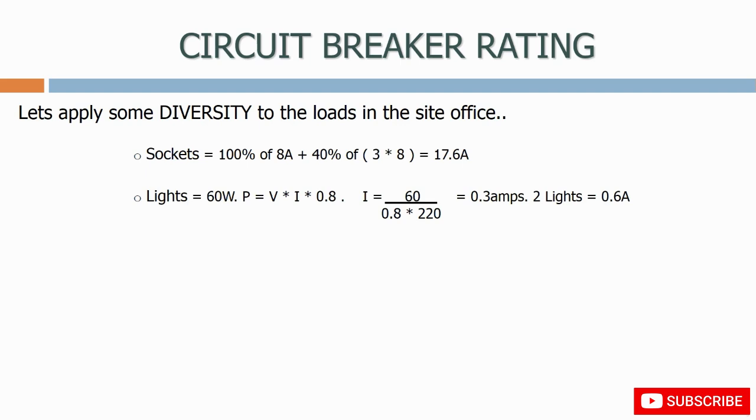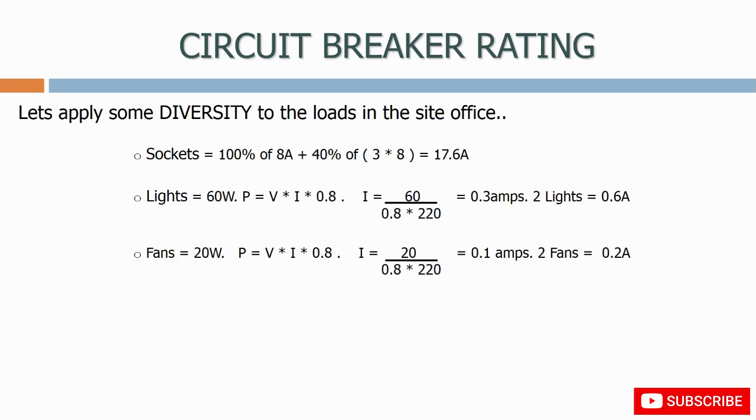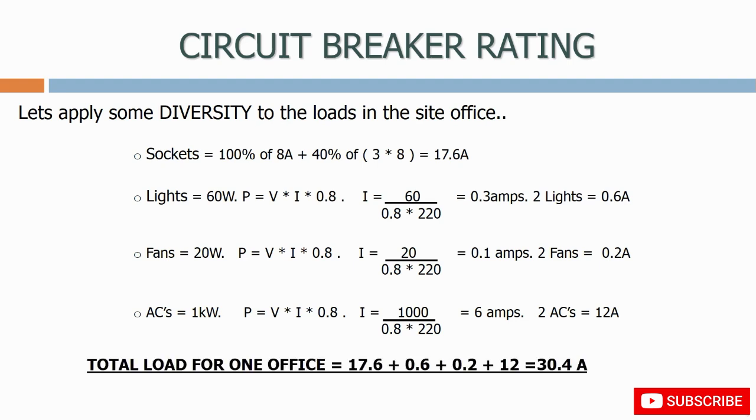For the lights, we apply 100% diversity factor. Therefore, as before, it equals 0.6 amps. For the fans, the same. So as before, it's 0.2 amps. And finally, for the air conditioning units, that's 100% as well. That gives you 12 amps. Therefore, the new total equals 17.6 amps plus 0.6 amps plus 0.2 amps plus 12 amps equals 30.4 amps. This is a more realistic figure. Therefore, let's go for a 32 amp circuit breaker for each office.